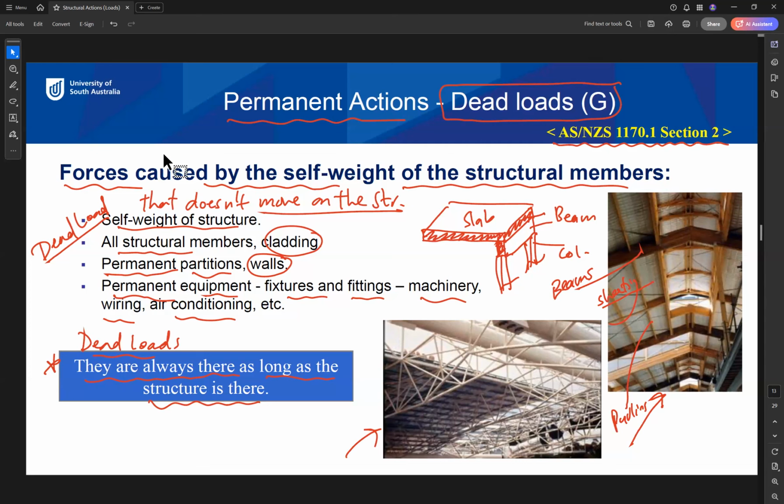Okay, any question about dead load and what is considered as dead load? No? Or good?